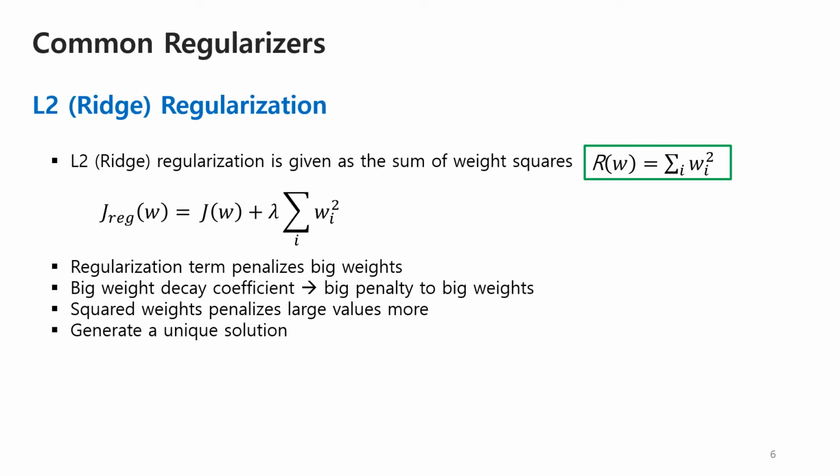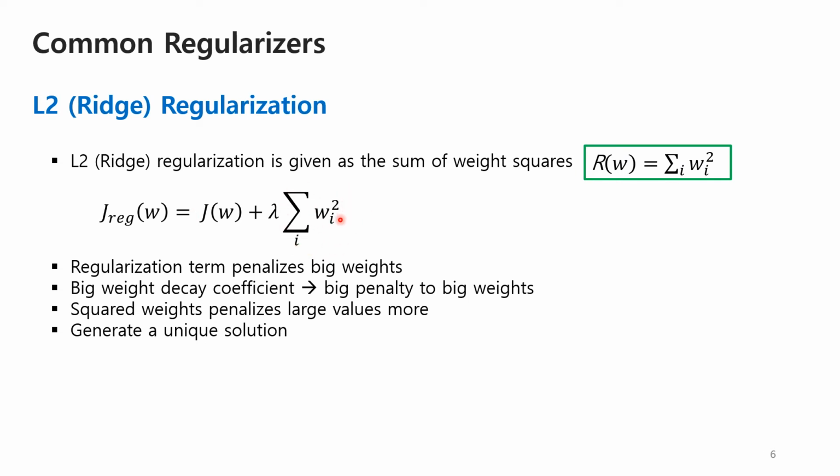The second regularization method is L2, or ridge regularization. In L2, the R term is given as follows. R(W) is the summation of the square of the W parameters. So this is the final error function: the error function plus lambda times the summation of the square of W. As you can see, we minimize this term together. So it minimizes the error, and it also minimizes this.